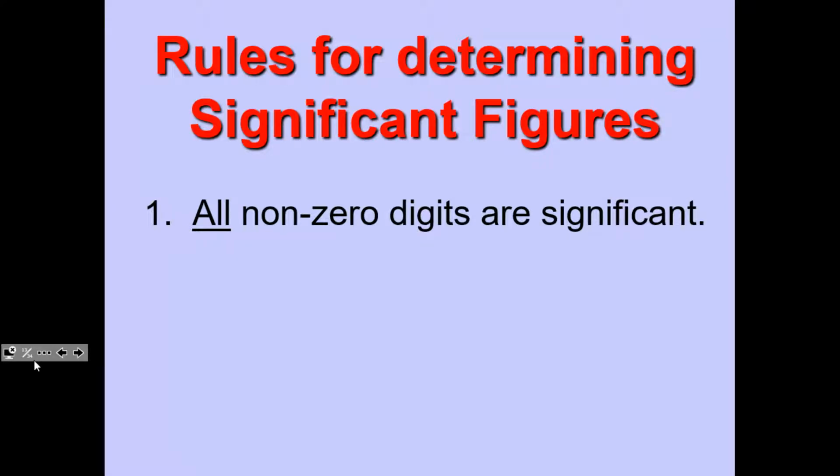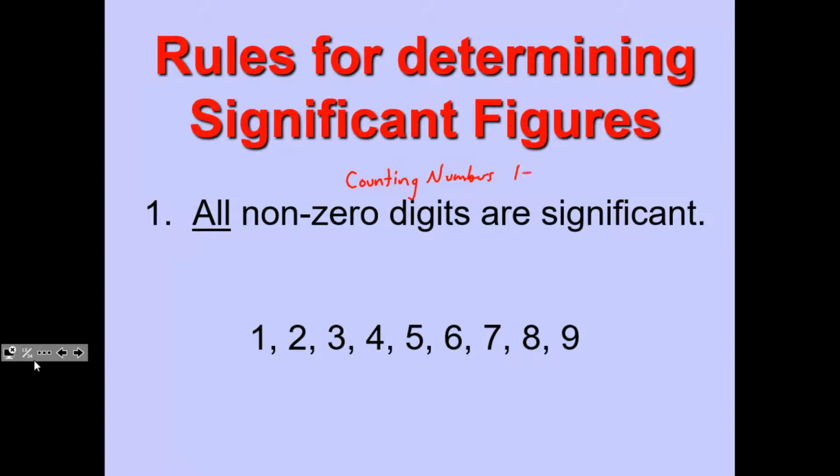Rule number 1, all non-zero digits are significant. These are your counting numbers. So if you want to jot down a little extra note, these are all your counting numbers, 1 through 9. Rule number 1 is the easiest rule.